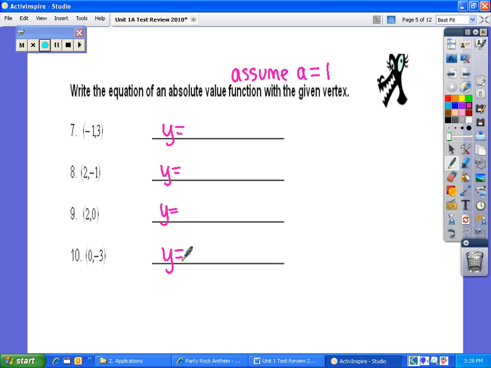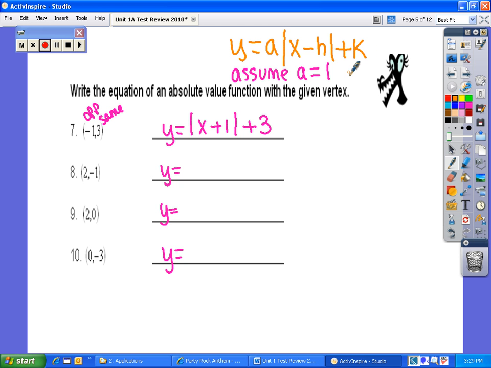And then remember from there, it's the opposite of the first number. The second number stays the same. So the opposite of -1, you're going to write +1. And then the second number, you're going to write +3. This all stems from the absolute value equation of y equals a, absolute value x minus h plus k. Remember, opposite of h, k stays the same.